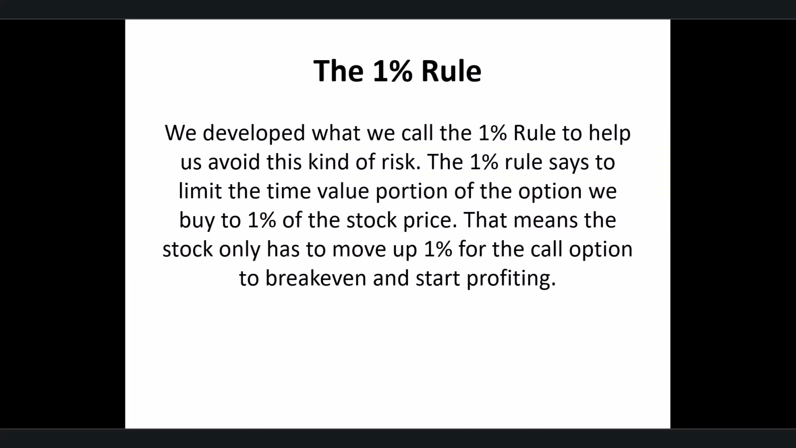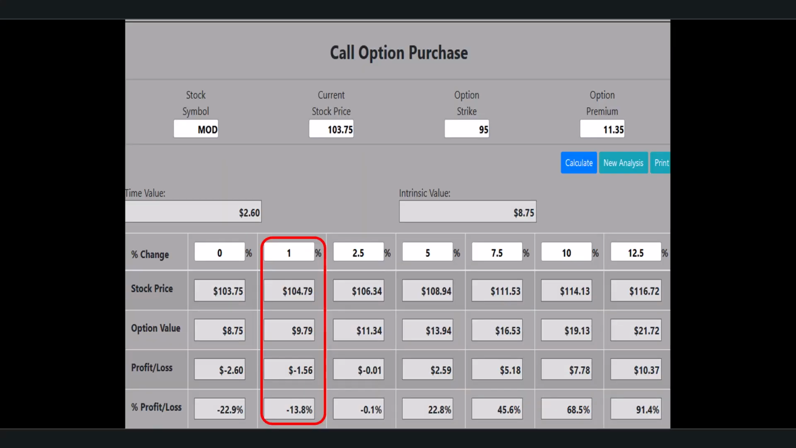We developed what we call the 1% rule to help us avoid this kind of risk. The 1% rule says to limit the time value portion of the option we buy to 1% of the stock price. That means the stock only has to move up 1% for the call option we purchase to break even and start profiting. Now let's take a look at buying the 95 strike call to see if it qualifies for the 1% rule. Here is the call option calculator picture for the 95 call.